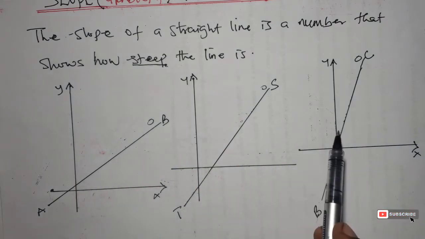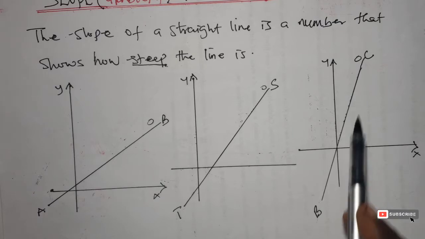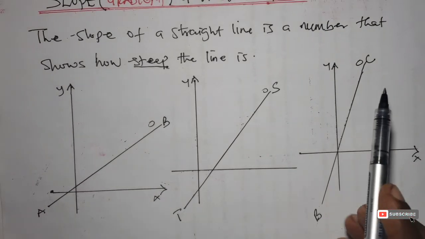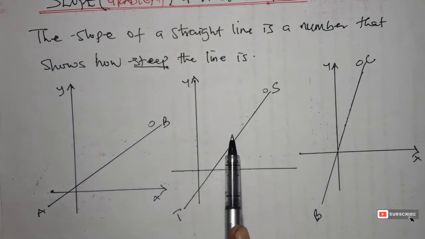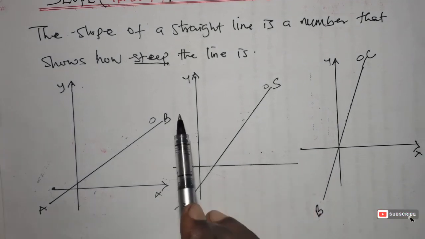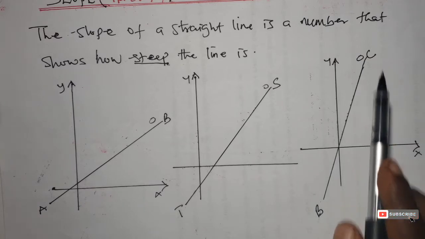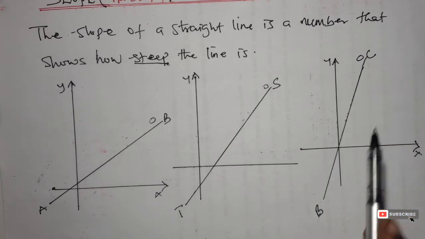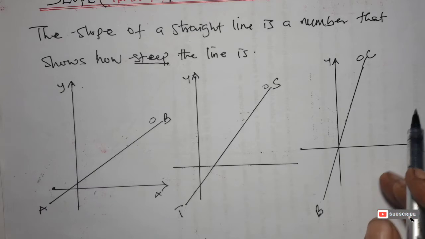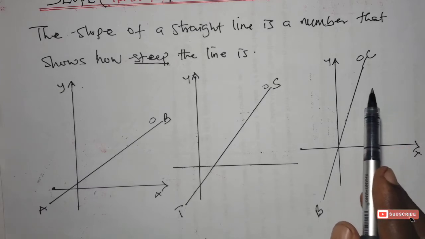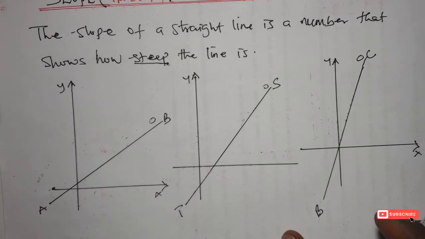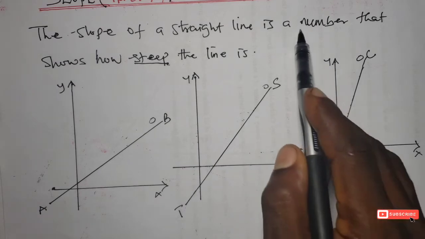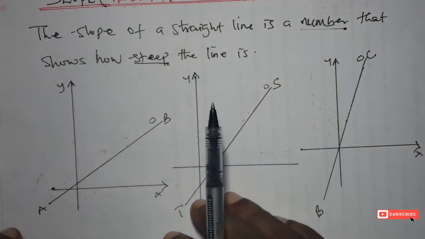If you look at these three lines, you agree with me that line BC is in fact the steepest compared to the other lines, TS and AB. Because line BC is the steepest, it will have a bigger slope compared to line TS and line AB. So we want to now learn how to calculate such slope, how to get that number we're talking about.